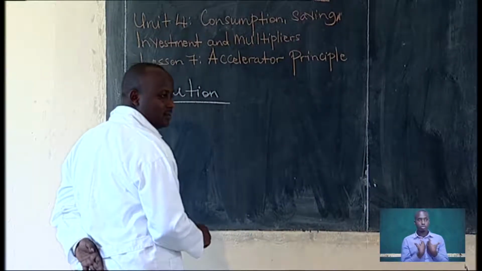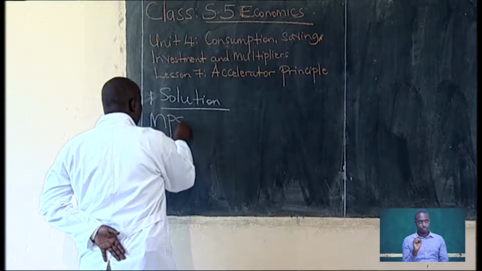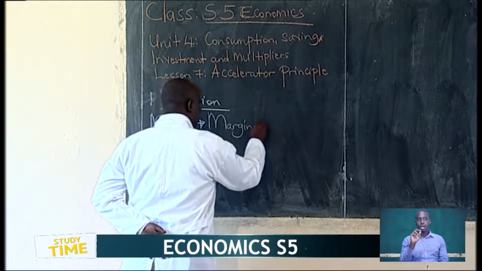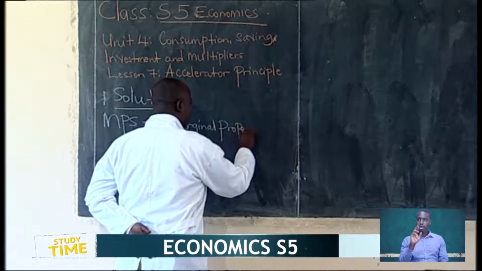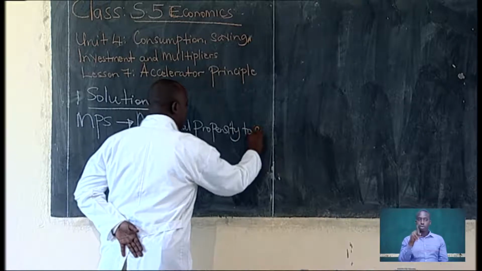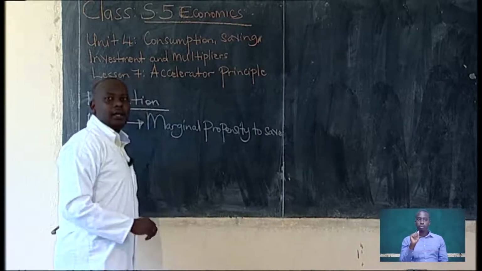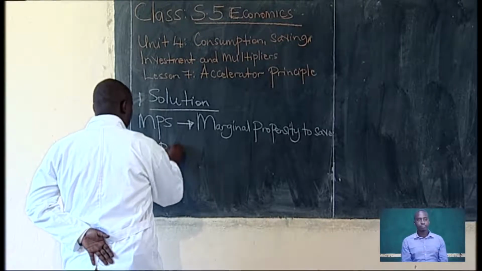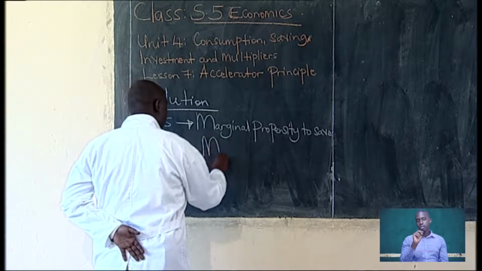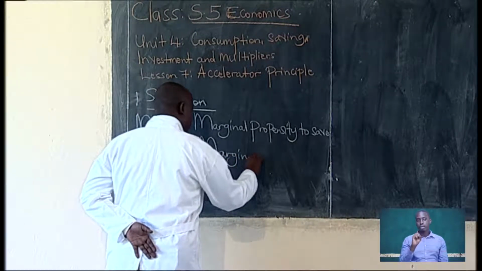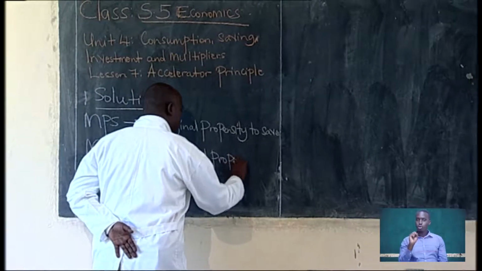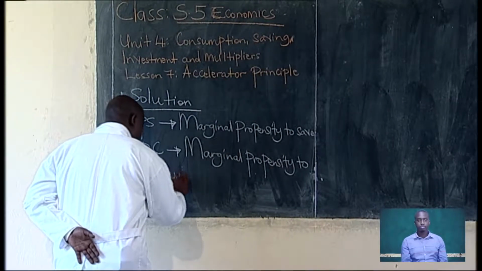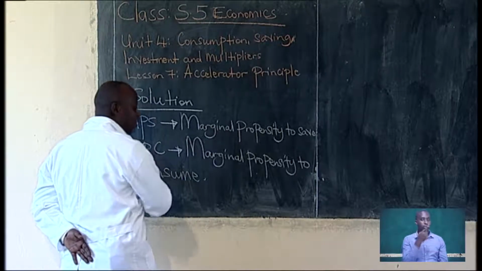given that MPS stands for marginal propensity to save, and MPC stands for marginal propensity to consume. That is MPC.